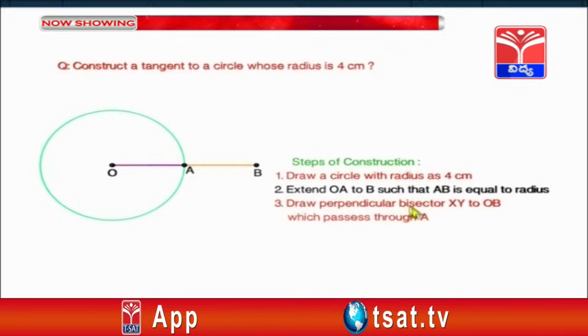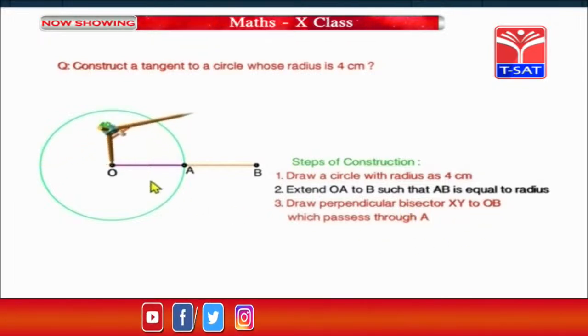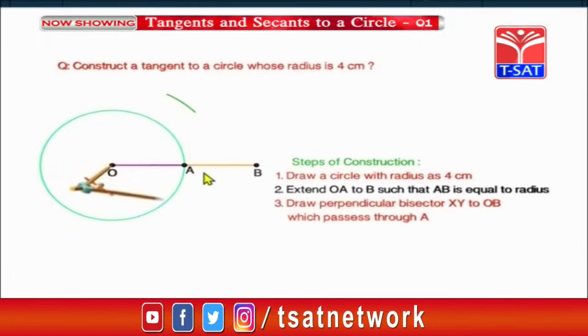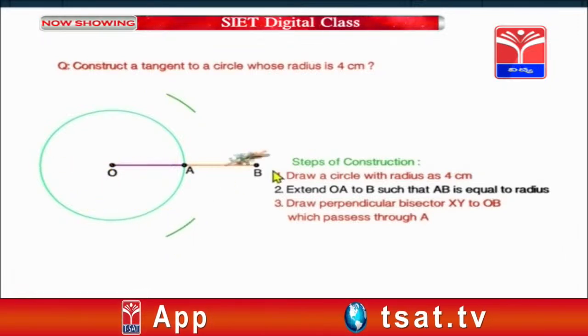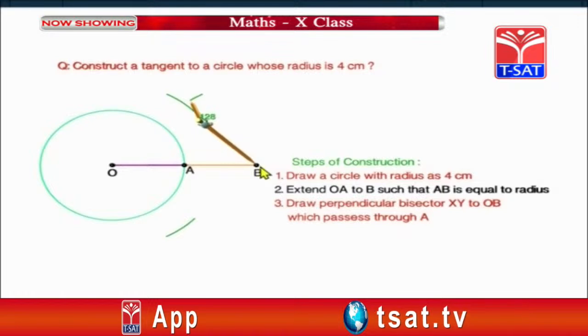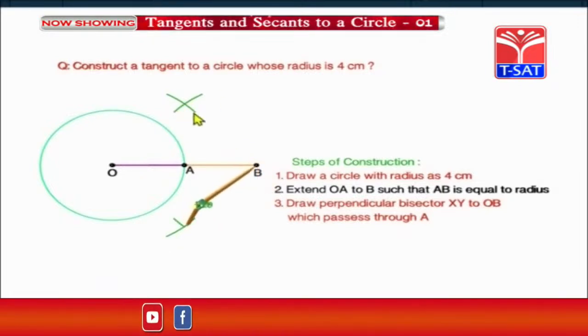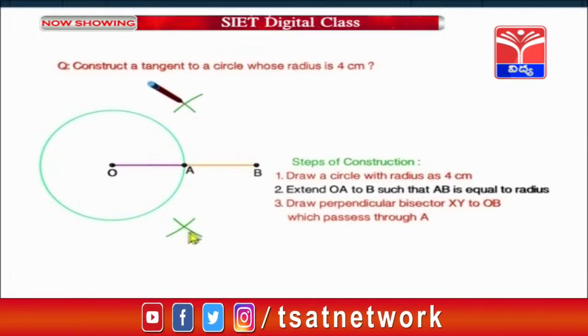Now draw a perpendicular bisector XY to OB which passes through O. How to draw a perpendicular bisector, all of you know, students. From O take more than half, one arc upside and one arc downside. With the same radius, take B as center and cut the previous arcs at X and Y. Now let us call this point X and this point Y.